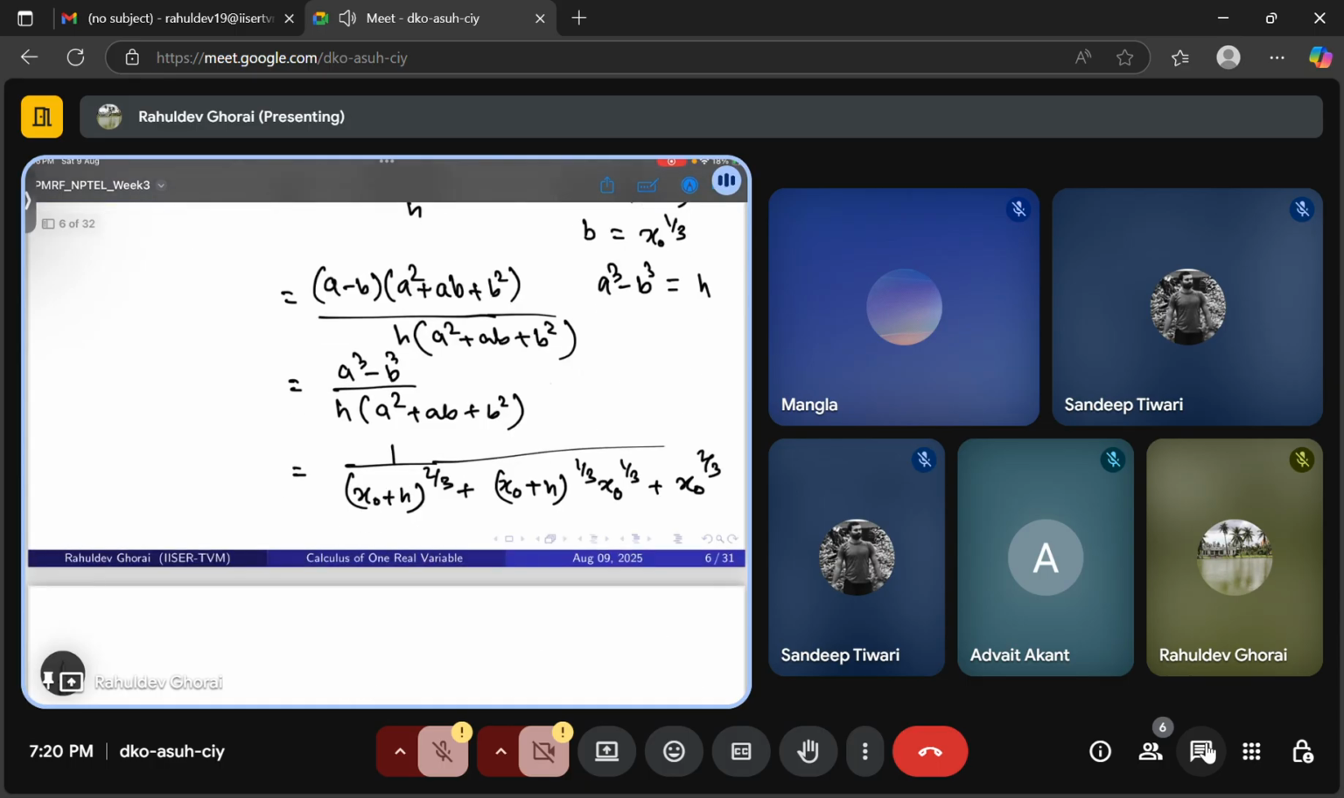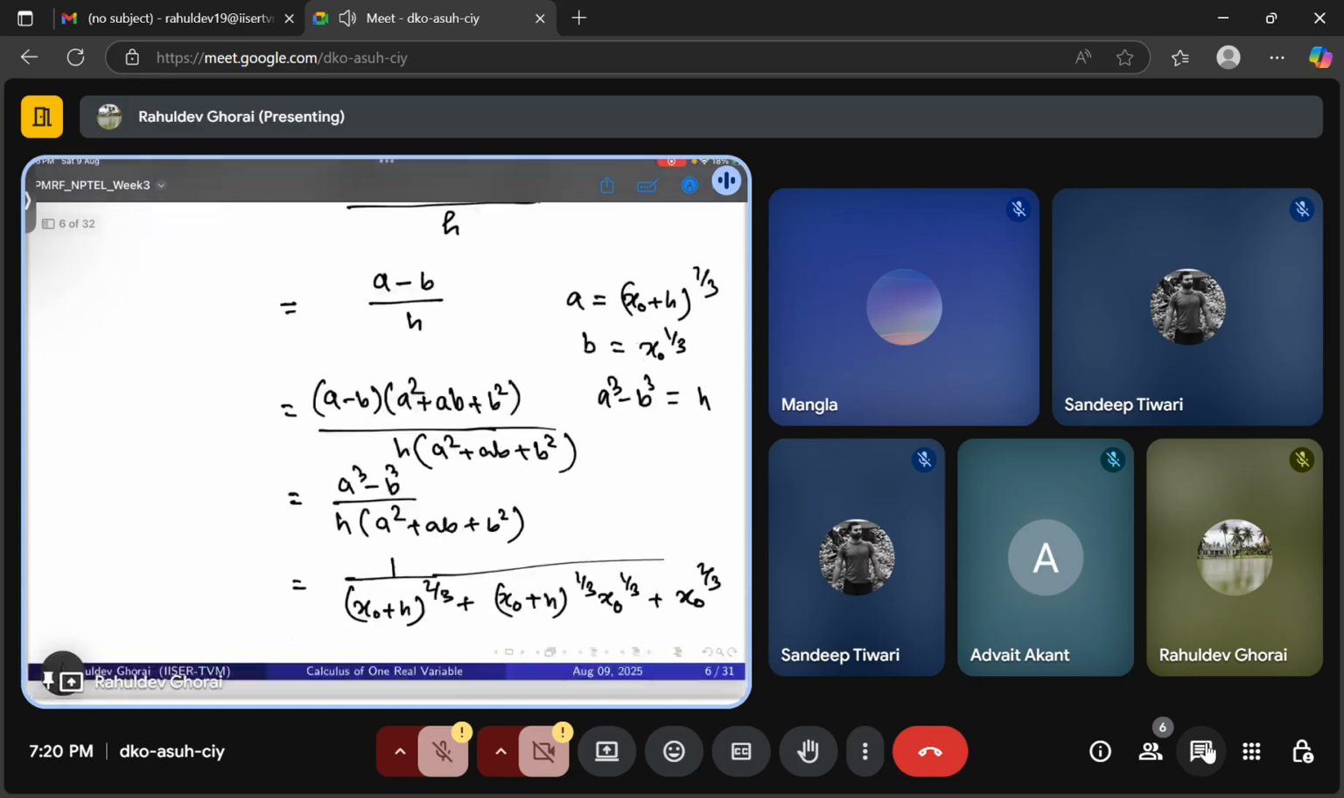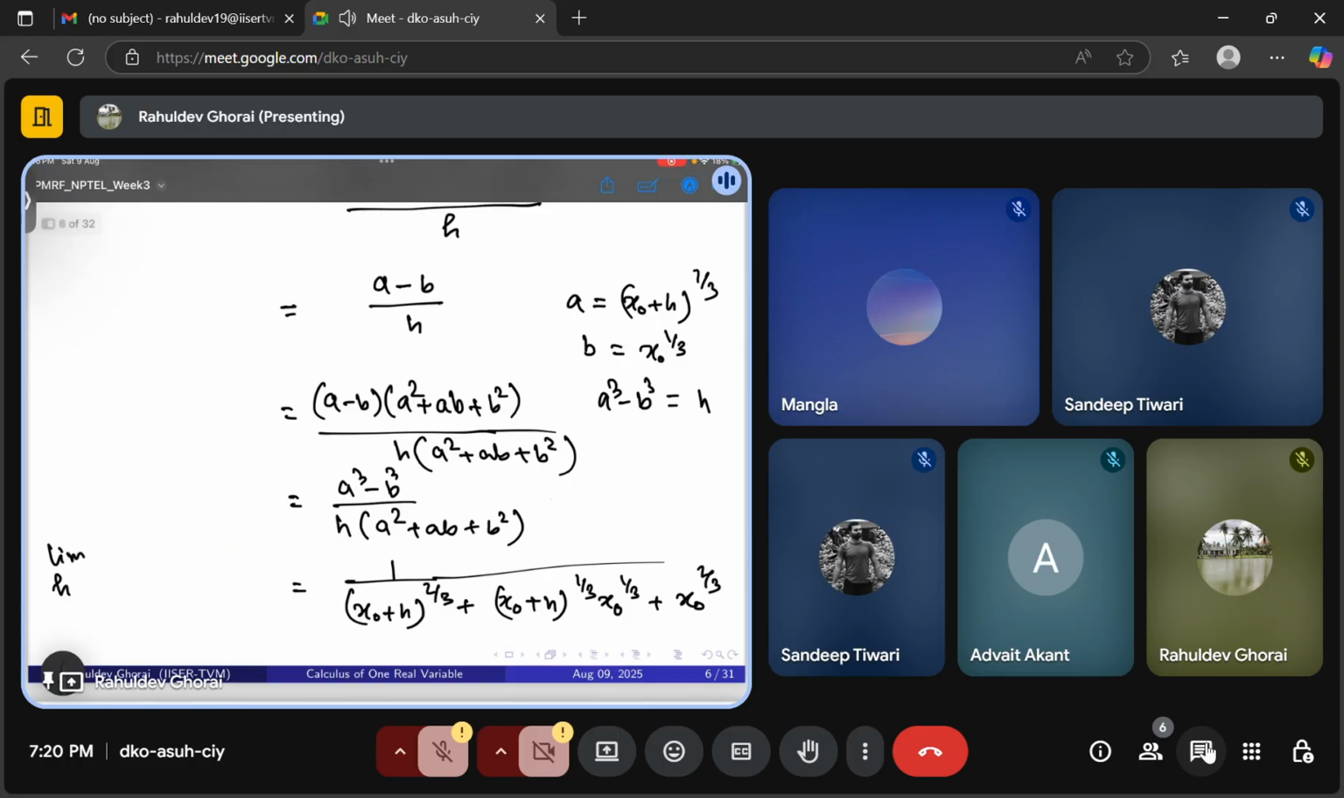Now if you take the limit as h tends to 0 of f of (x naught plus h) minus f of x naught over h, that is this quantity, h tending to 0 here will not make any problem. From here you will get x naught to the power 2 over 3, from here also x naught to the power 2 over 3, and from here also x naught to the power 2 over 3.